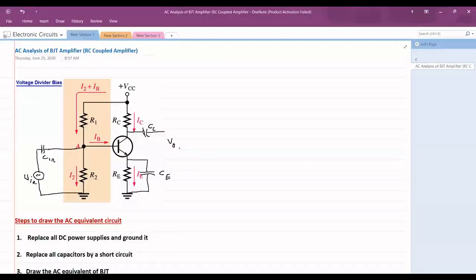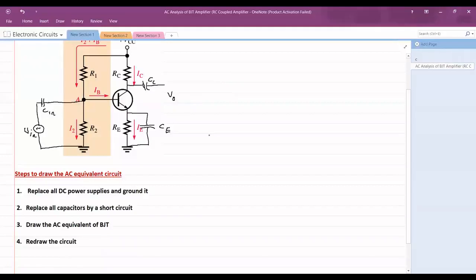To perform the AC analysis of a single stage RC coupled amplifier, first of all we need to draw the AC equivalent circuit. To draw the AC equivalent circuit, we need to follow the 4 steps given in the circuit diagram. The first step is replace all DC power supplies and then ground it. Second step is replace all capacitors by a short circuit. Then draw the AC equivalent of the BJT and connect all components to the respective terminals.